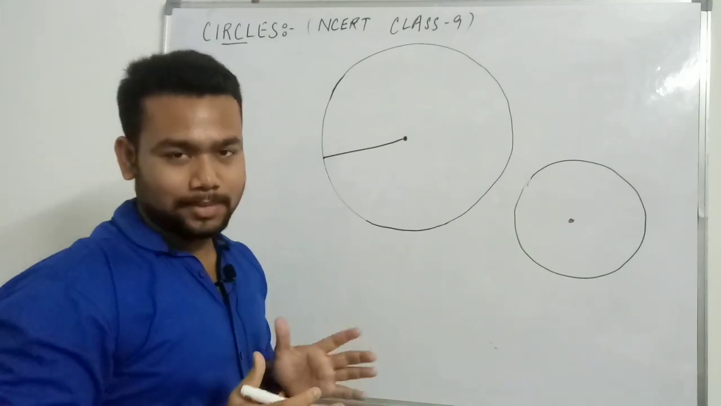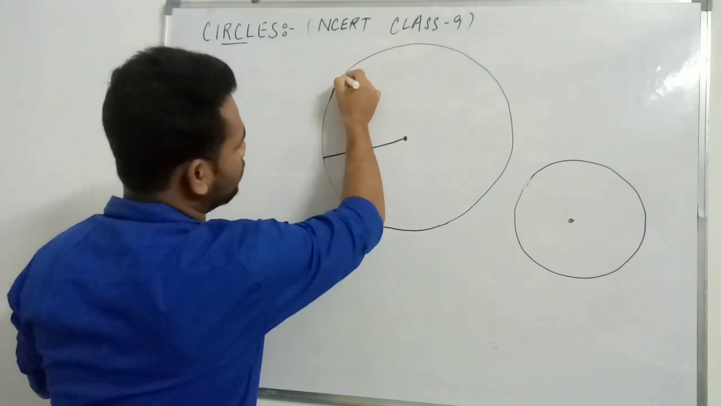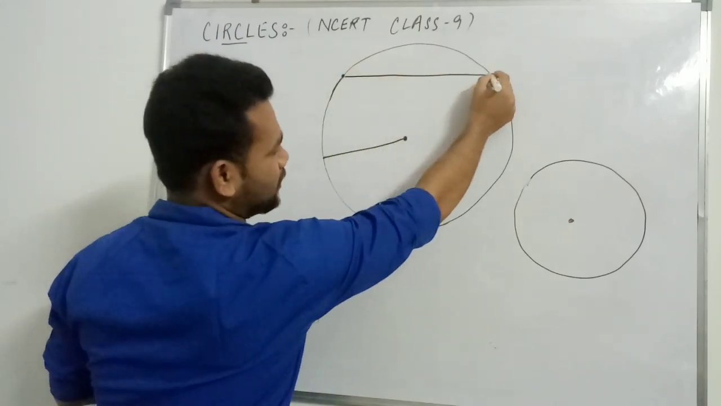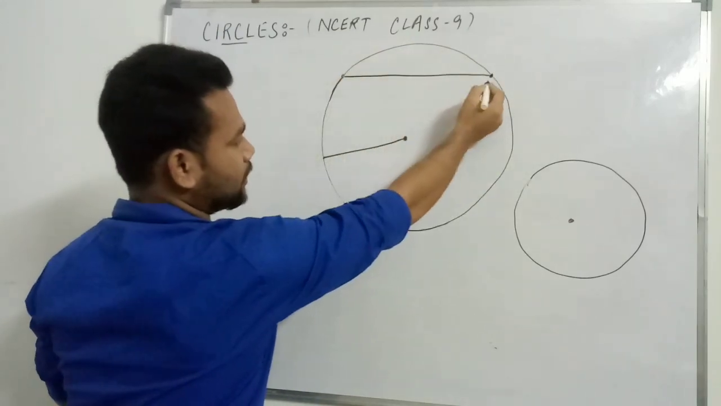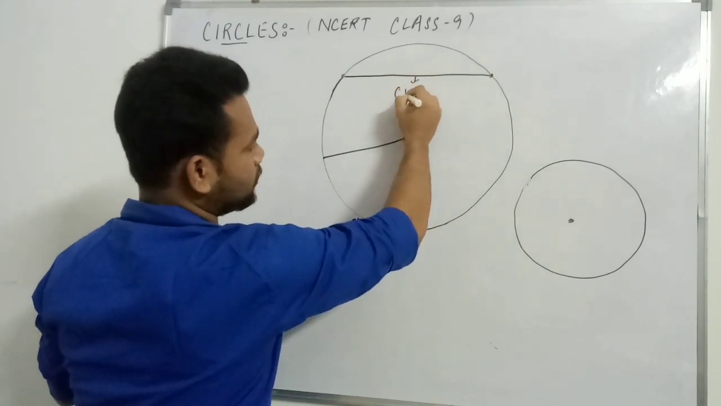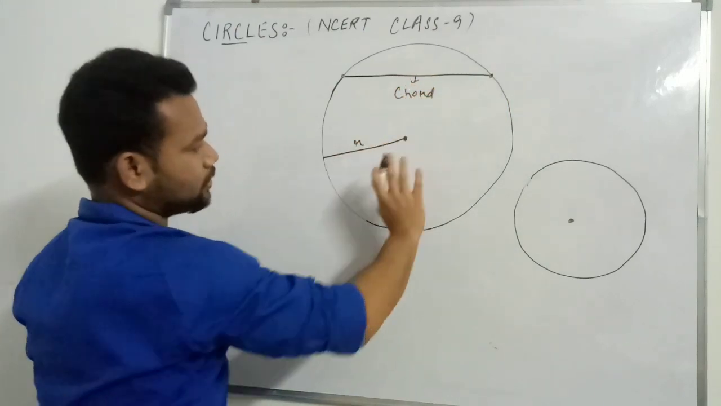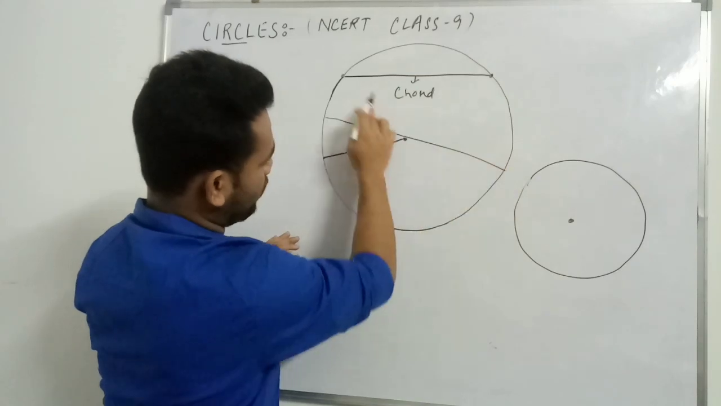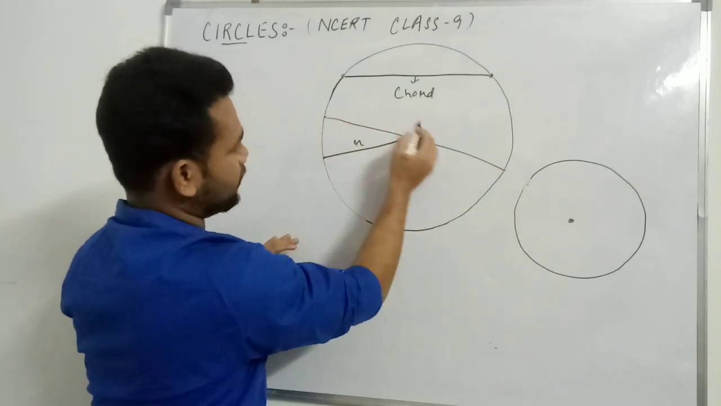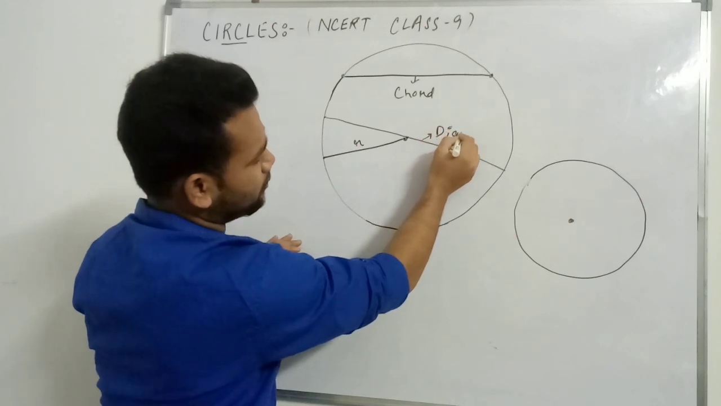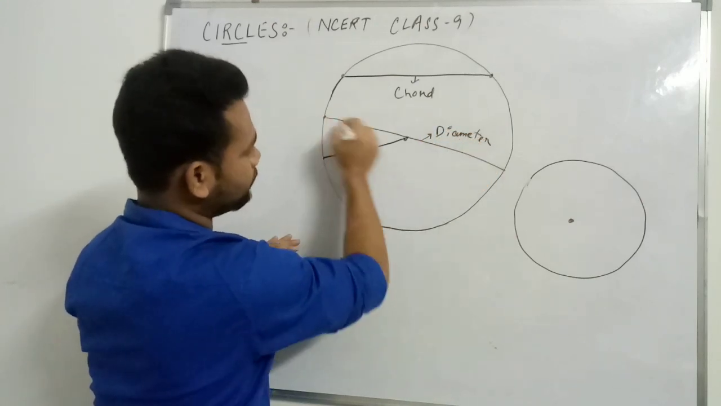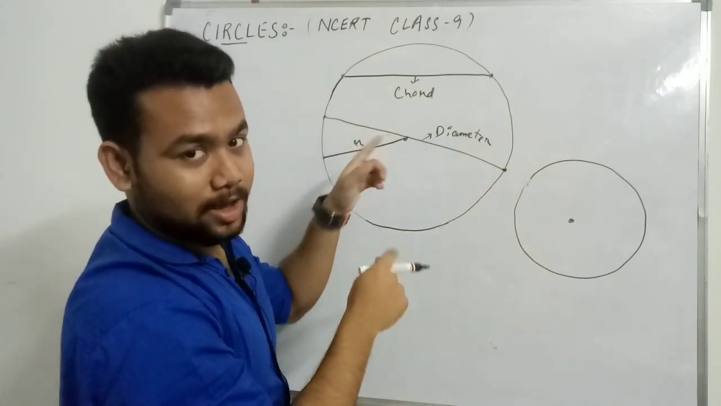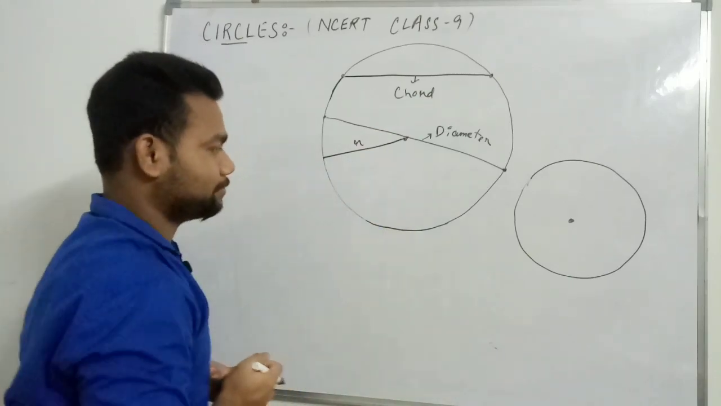So a line segment. Now what is a chord? This is a chord. A line segment intersecting 2 points on the circle is known as a chord. Obviously, this is the radius. Got it? And when a chord passes through the center, then it is said to be what? Diameter. Got it? Means every diameter is a chord, but every chord is not a diameter. You can say it, right?